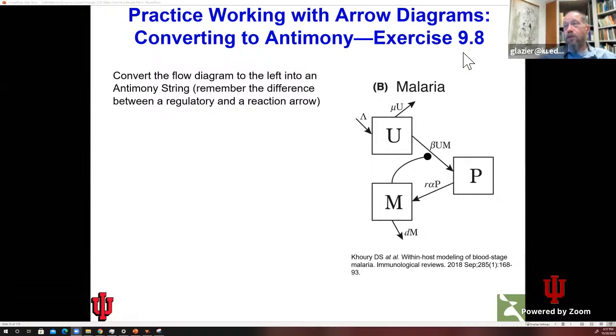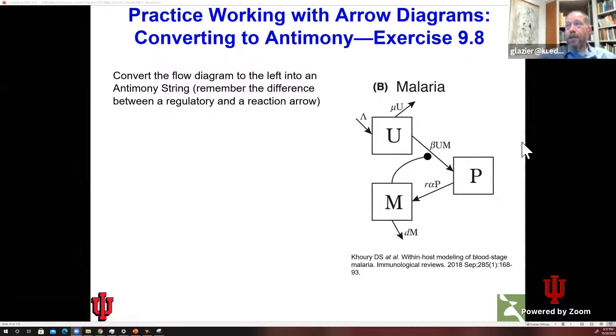And the one thing that you have to be reminded of, perhaps, given the labeling, is that this arrow here with the lollipop on the end is a regulatory arrow, which means that M is not used up. M is only acting to regulate the reaction U goes to P. And if you look carefully, you can see that I actually photoshopped in that ending of the arrow because the way it was printed in the original paper was inconsistent.